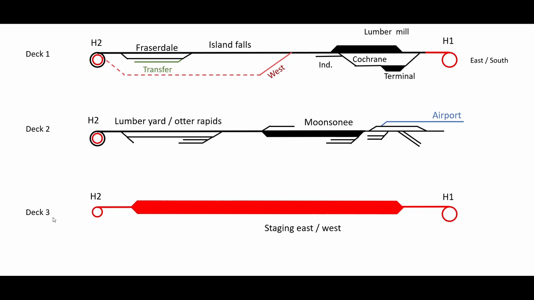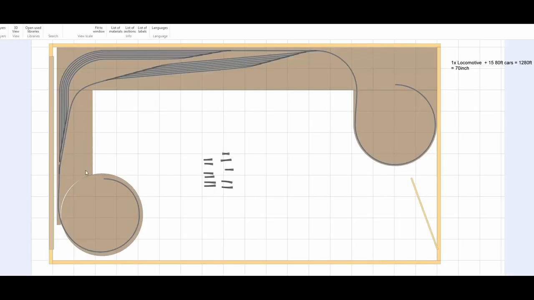Then we have deck number three. What is there to see? It's just the staging. Here finally, the inner line from helix number two unfolds and enters the staging. And helix number one, that comes straight from Cochrane, also disconnects and goes into the staging. So then to complete the diagram and the layout, this is deck number three. So the inner track from the helix connects to the staging, and helix number one is also connected to the staging. So here we see the inner track slowly disconnects from the helix and then goes into two yards, the east and the west yard, and then it connects again to the other helix.